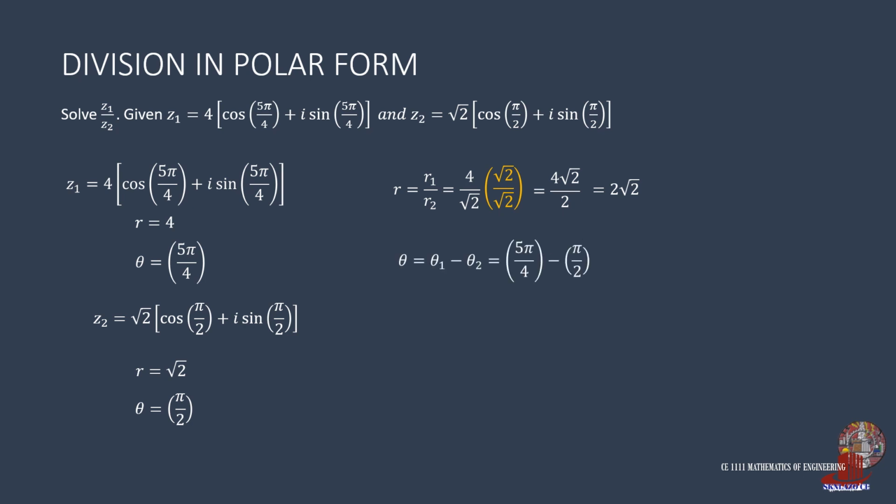Theta is solved as 5/4 of pi minus half of pi. Pi over 2 is transformed as 2 pi over 4. So theta is 3 pi over 4. The quotient is then 2 root of 2 cis of 3/4 of pi.